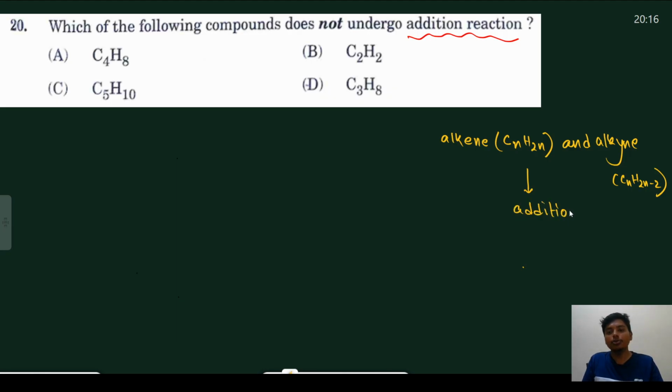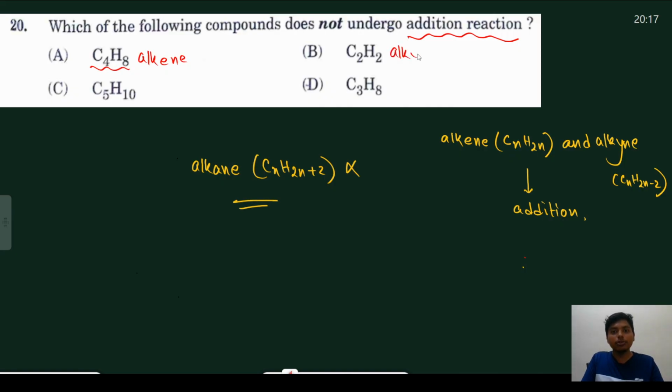Like addition of hydrogen, you know. But alkane, whose general formula is CnH2n plus 2, will not undergo any addition reaction. Clear? So here you can see this is an alkene, C4H8, CnH2n. This is an alkyne, C2H2, you know, acetylene. This is also an alkene, but option D is alkane. Clear? So the correct answer is D.